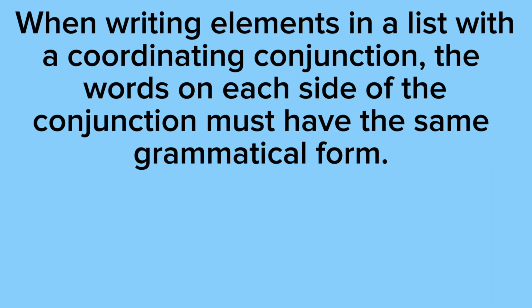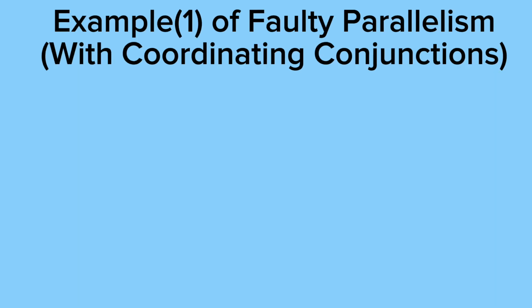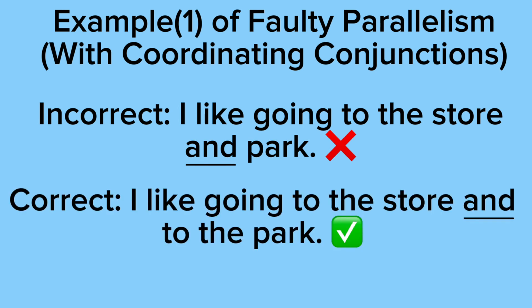When writing elements in a list with a coordinating conjunction, the words on each side of the conjunction must have the same grammatical form. And there will be examples on the next few slides. So our first example of faulty parallelism with coordinating conjunctions is incorrect because it says, I like going to the store and park. As you can see, to the store and park are not written in the same grammatical form. And the correct way of saying this would be, I like going to the store and to the park.